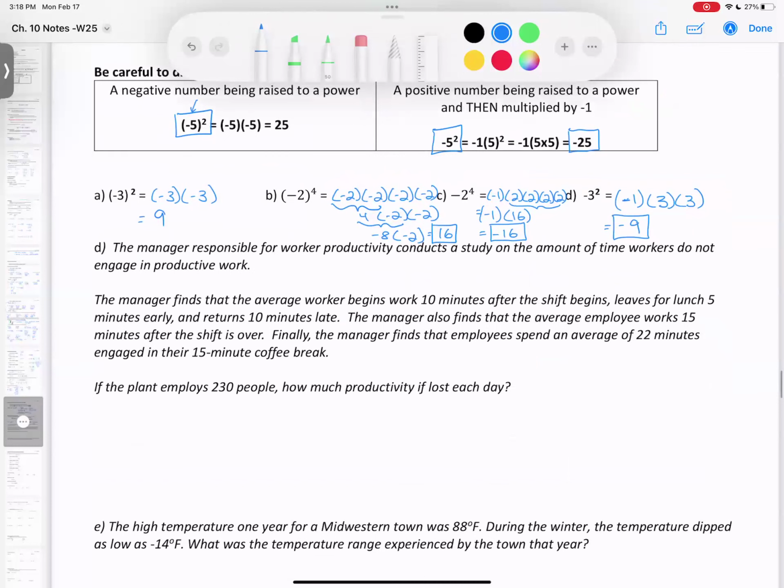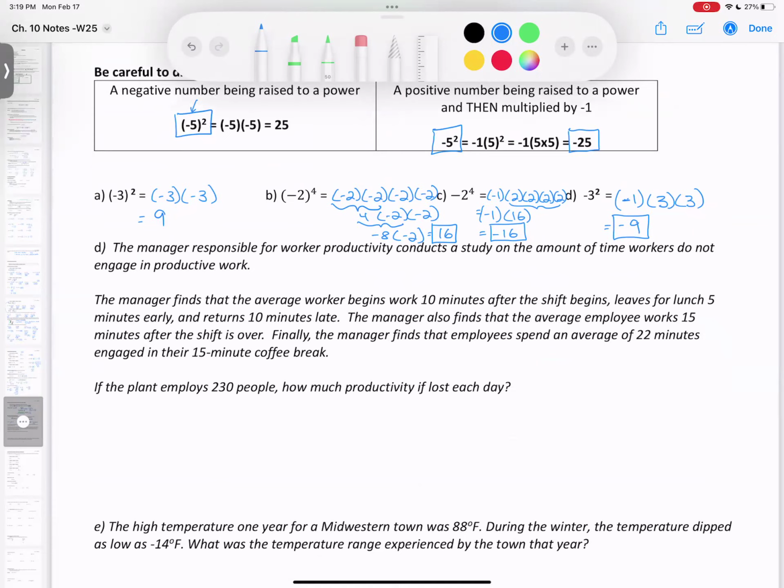Okay, let's take a look at some word problems. So we've got a manager who's doing a work productivity study. The manager finds that the average worker begins 10 minutes after the shift begins, leaves for lunch 5 minutes early, and returns 10 minutes late. So the manager is losing some time from these employees.